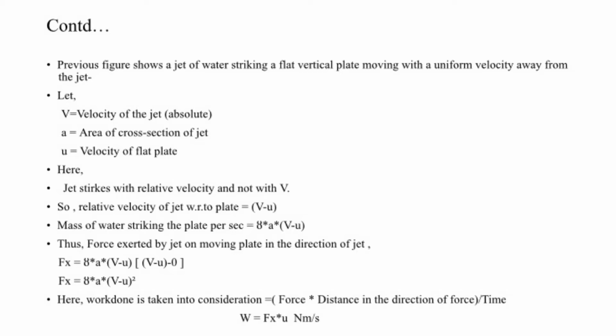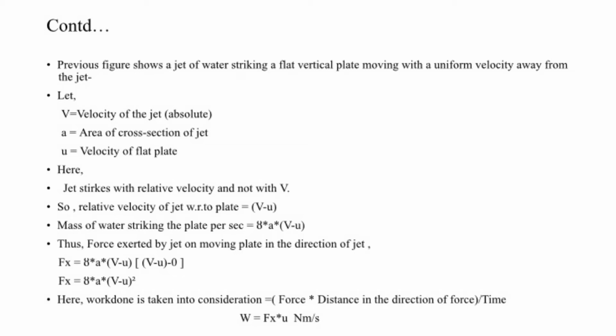Now we have to see the force exerted by the jet. In the x direction, Fx will be rho into area into bracket V minus u, and in the bracket you have to take initial velocity minus final velocity, where the final velocity is 0. Therefore Fx will be rho into area into bracket V minus u bracket square.